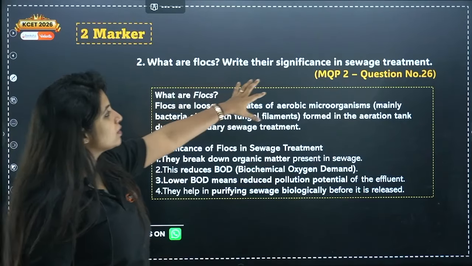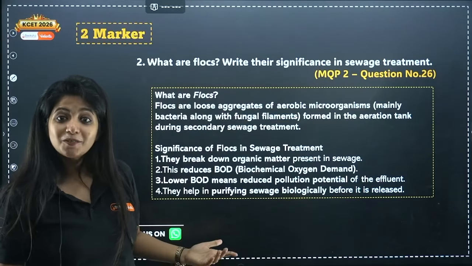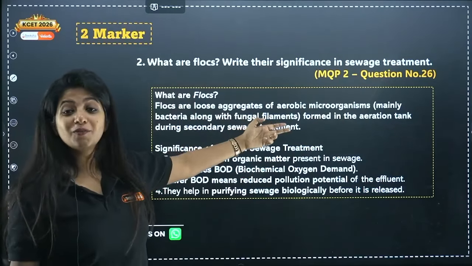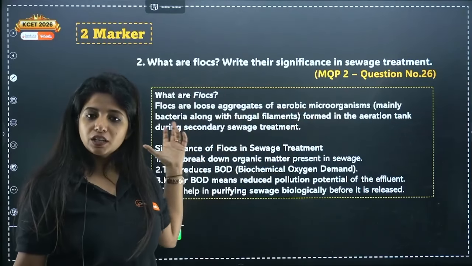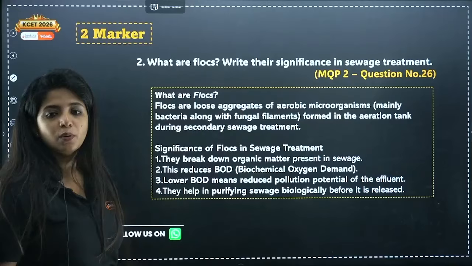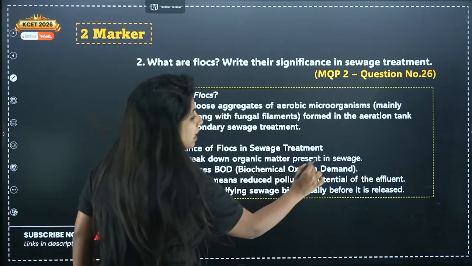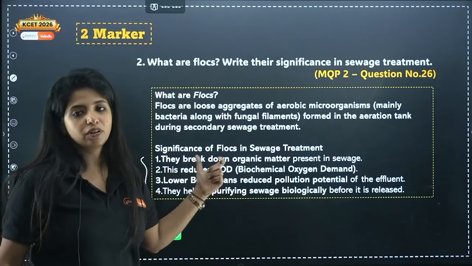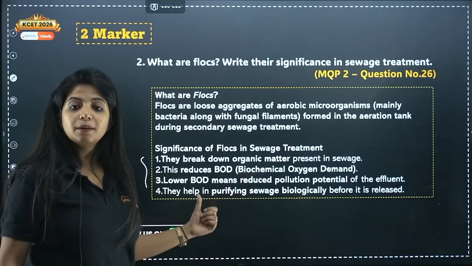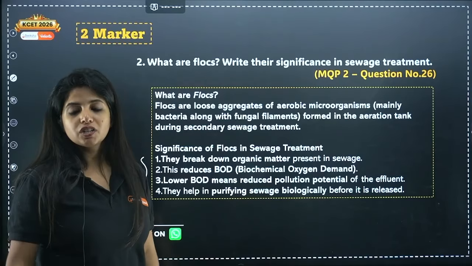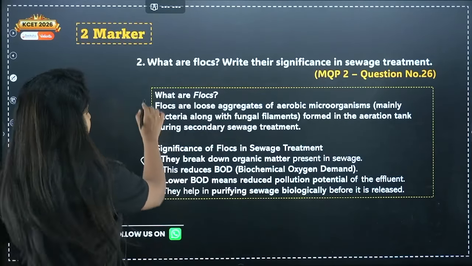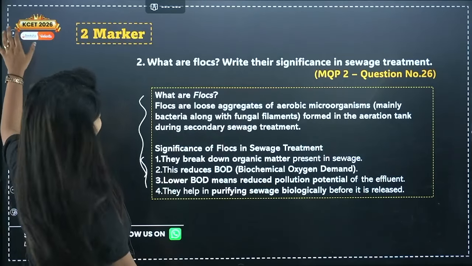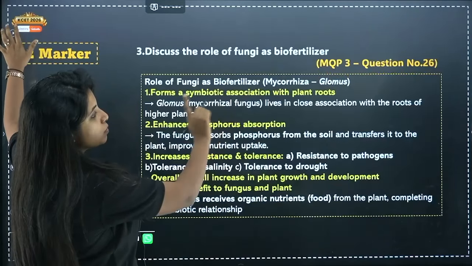What are flocs? Write their significance in sewage treatment. Flocs are loose aggregates of aerobic microorganisms, mainly bacteria, along with the fungal filaments, formed in the aeration tank during the secondary sewage treatment. What is their significance? They break down the organic matter present in the sewage. This reduces what? BOD. Lower BOD means reduced pollution potential of the effluent. They help in purifying sewage biologically before we release it. So these are the uses.